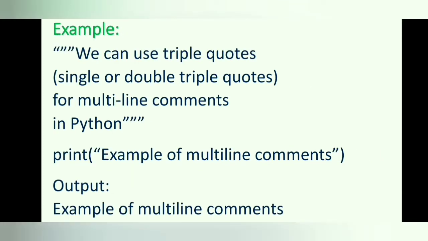Example: in this example, we started with the multi-line comments by using triple quotes. A block or multi-line comment is used when the comment will span several lines. Next is the Python print statement. The output will be example of multi-line comments. Everything between the triple quotes is ignored by the compiler.